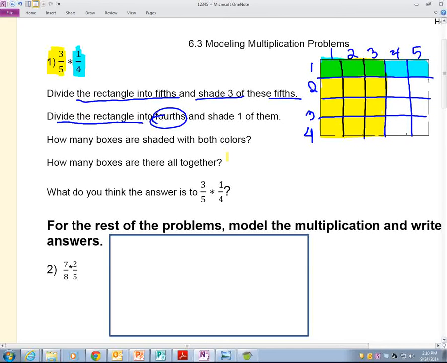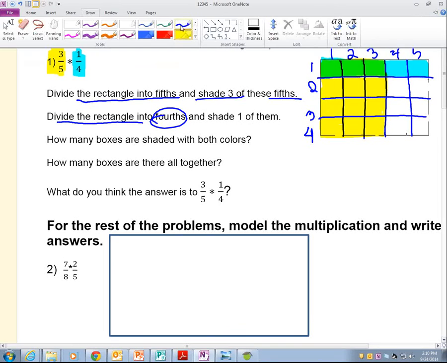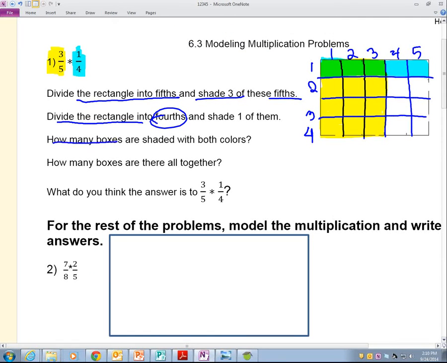So we were talking about the rows which go left to right. We broke it into fourths. We shaded in one of those. Now, how many boxes are shaded with both colors? Okay, with both colors. Dana? 3. There are 3 of them. You are correct. They are right here. 1, 2, 3. There are 3.